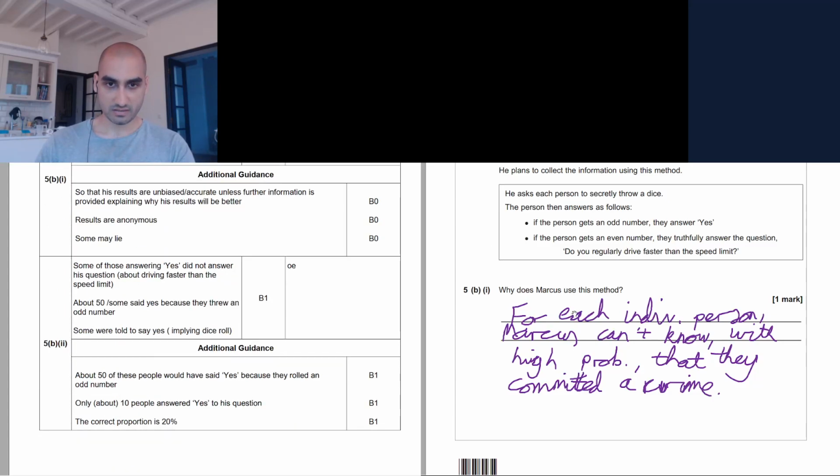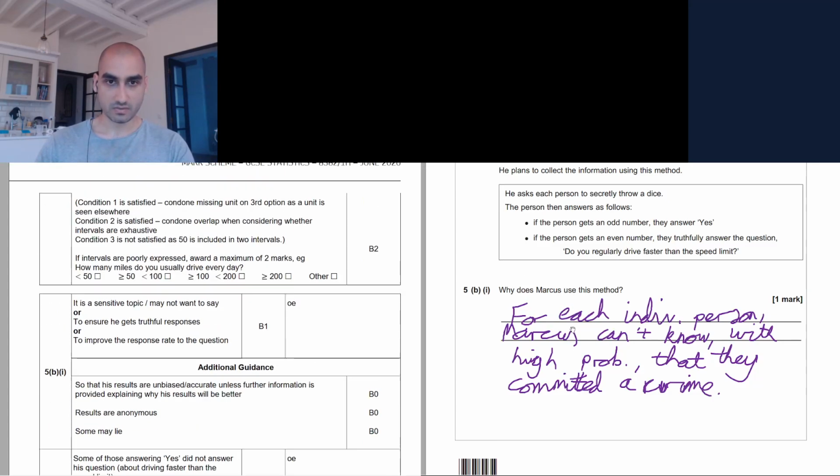Alright, let's have a look down here. No, that's B2. It doesn't say anything. See, if it said anything which makes sense, I would have given myself the mark, but it actually says these 3 things. The closest thing is it's a sensitive topic. But I didn't actually say that. But I did say that they committed a crime.